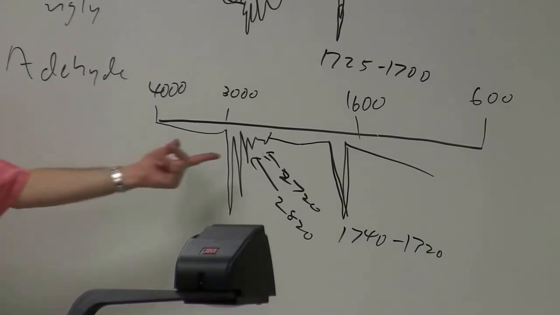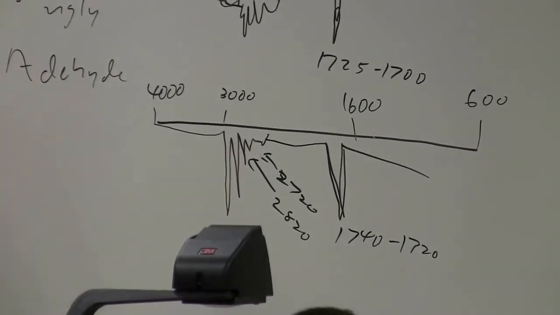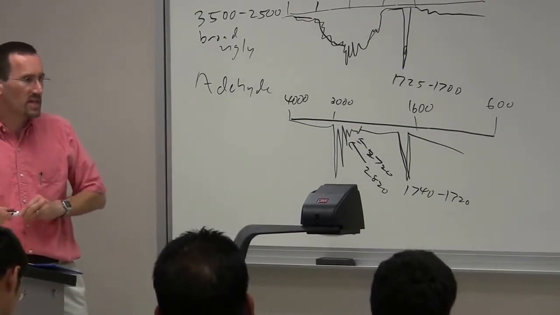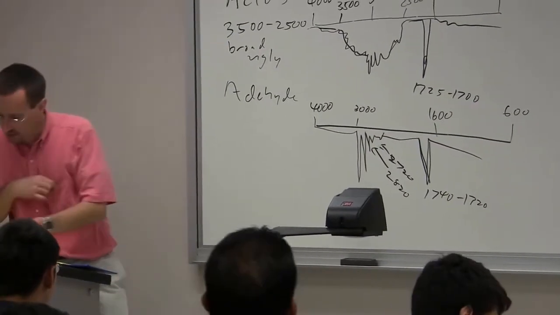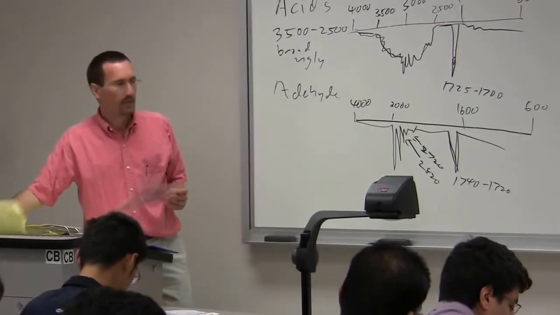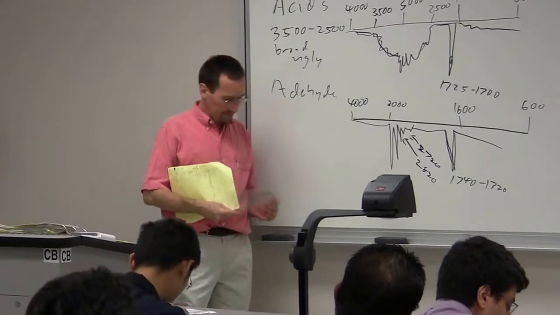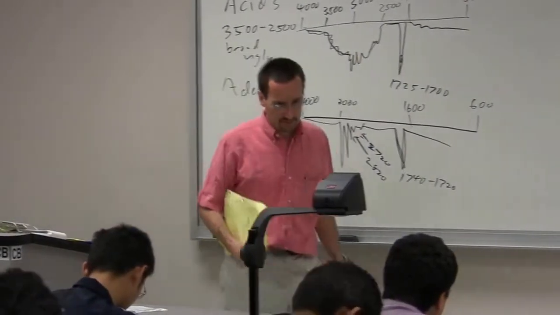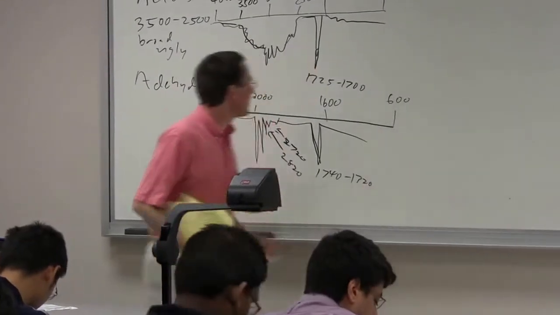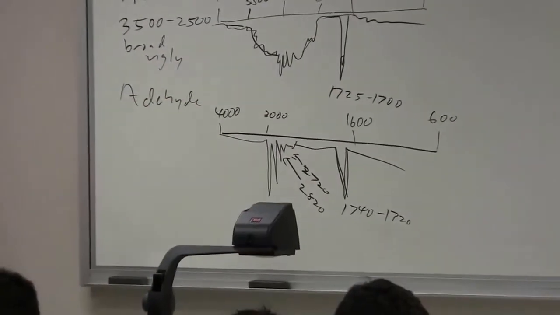Now, if I had an IR spectrum like that, the next thing I'd do is look at my NMR spectrum and see, is there a peak from about 9 to 10 parts per million that I'd expect associated with an aldehyde? I'll give you a moment to finish up sketching this.